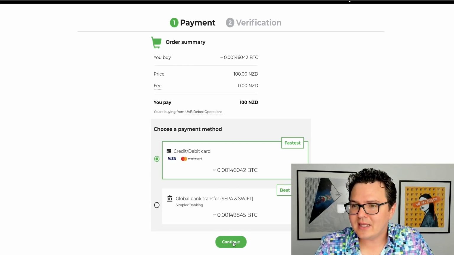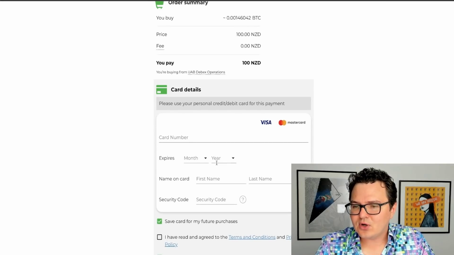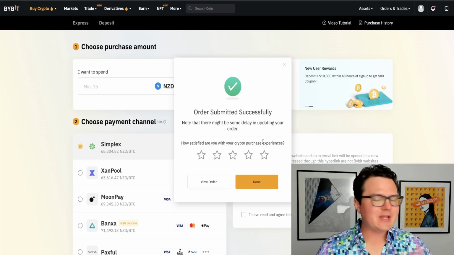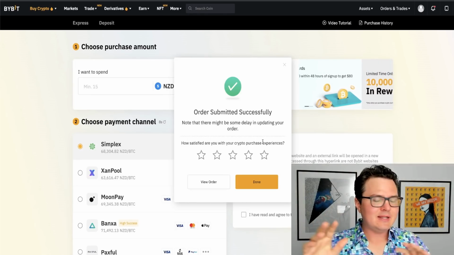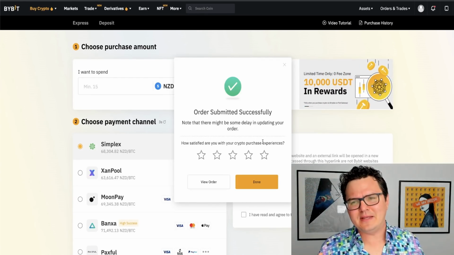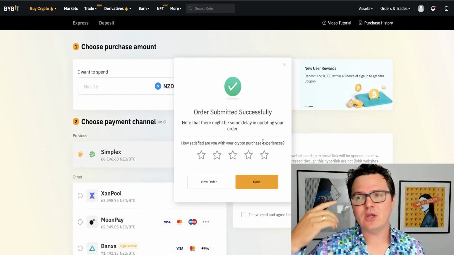So that's what we're going to be using today because we're only buying $100 worth of Bitcoin in this example. Great. So just enter your card details here, and then we'll get to the next step. So that whole process took about 2 minutes of entering credit card information, address, verifying, all that fun stuff. Now my order has been submitted successfully and the Bitcoin will be deposited into my account shortly.